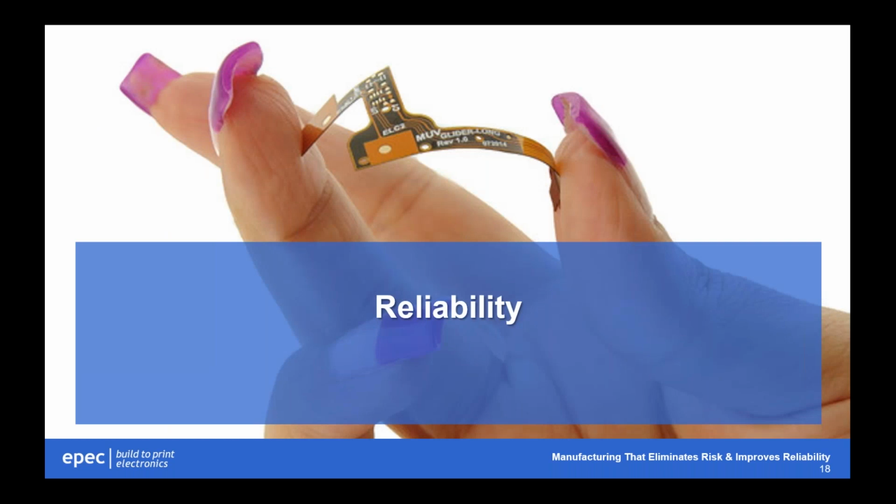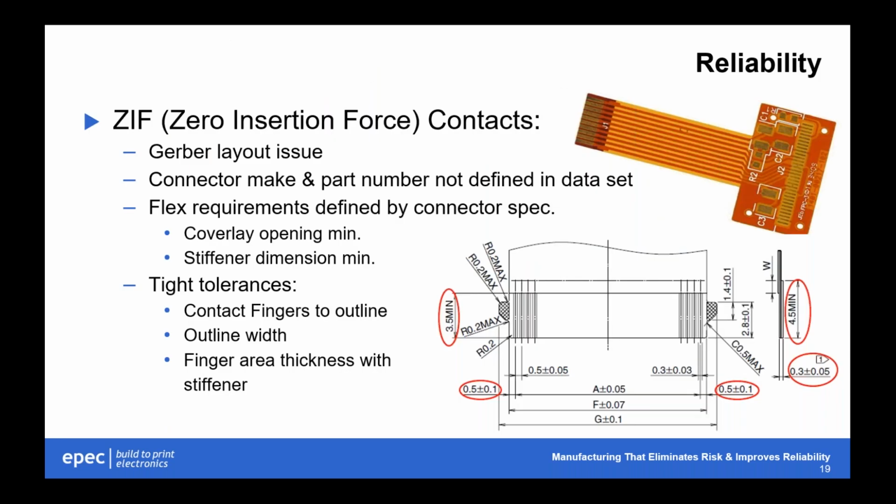The last section we're going to touch upon today is the reliability of the finished part. Many designs that we see utilize ZIF, or in other words, zero insertion force contacts. This falls primarily under a Gerber layout issue. We don't very often see the connector make or part number being defined in the data set. The flex requirements are very specifically defined by the connector spec.